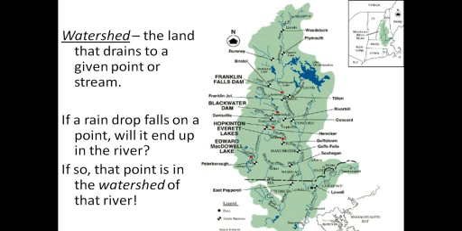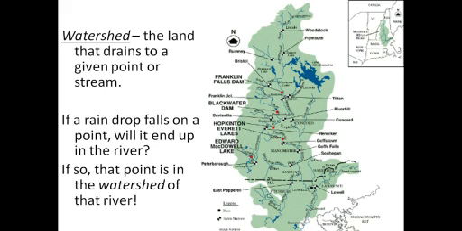So a watershed is the land that drains to a given point or a stream. And the way you can decide whether a point is in that watershed or outside of the watershed is by picturing if a raindrop were to fall on that point, would that raindrop end up in the river or in the stream or in the pond that you're trying to think about a watershed for? If so, then that point is in the watershed of the river. And coming up in a future video, you'll see a very cool computer program that helps to draw watersheds, that helps to outline the watersheds.